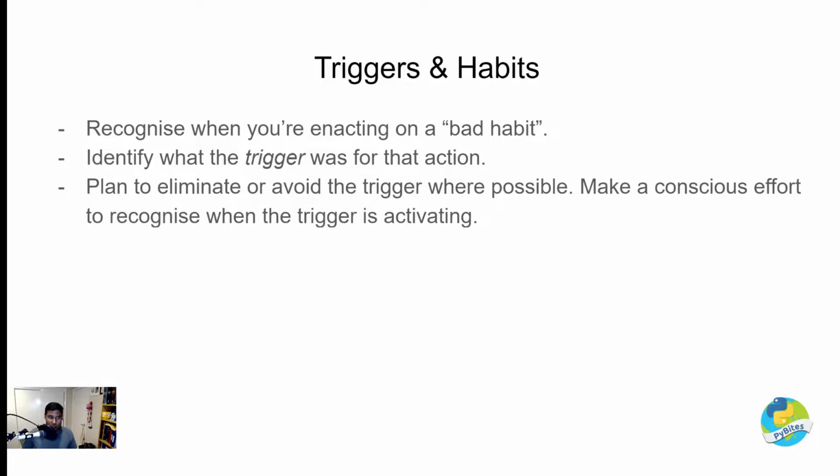Now, once you've figured out what those triggers are, plan to eliminate or avoid them where possible. So obviously, in my case, using this as an example again, I can't eliminate free time when walking down the street or walking between meetings. That's just going to happen. But what I can eliminate are the notifications on my phone. I can turn them off. So I did. And I no longer get that frustrating pull to go and look at Facebook.